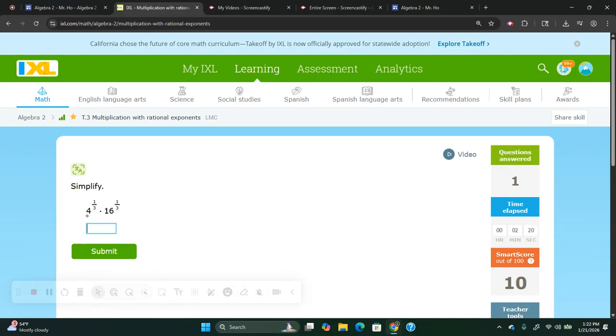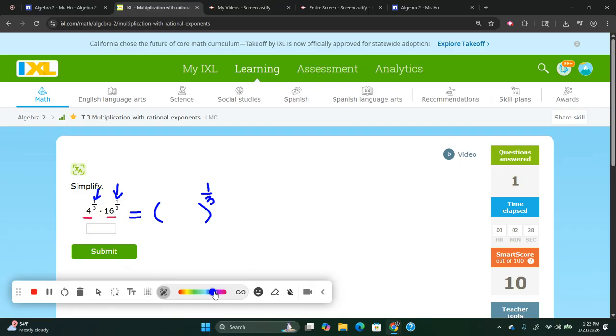Okay. So this problem is very similar. You got the bases 4 and 16, which are not the same. Okay. But the exponents are the same, 1/3 and then 1/3. Okay. So now let's group them out. 1/3.